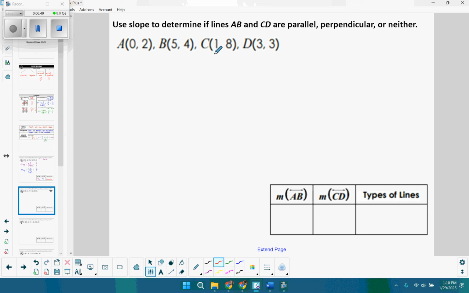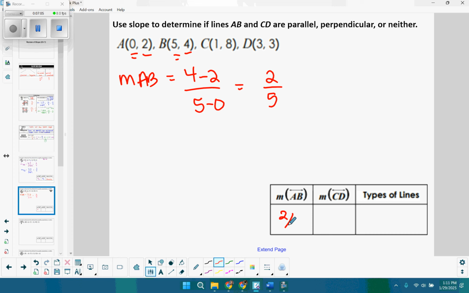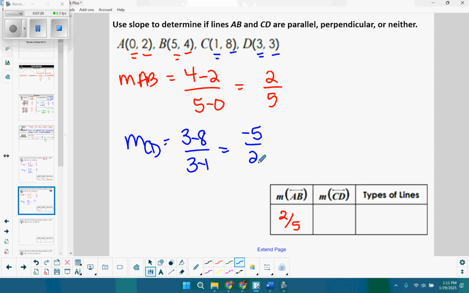For our next problem, same thing, we're going to do the slopes of AB and CD. So slope of AB, 4 minus 2 for the top, 5 minus 0 for the bottom. So that's a 2 over a 5. For the slope of CD, 3 minus 8 for the top, 3 minus 1 for the bottom. So this is going to be a negative 5, and this is going to be a positive 2.